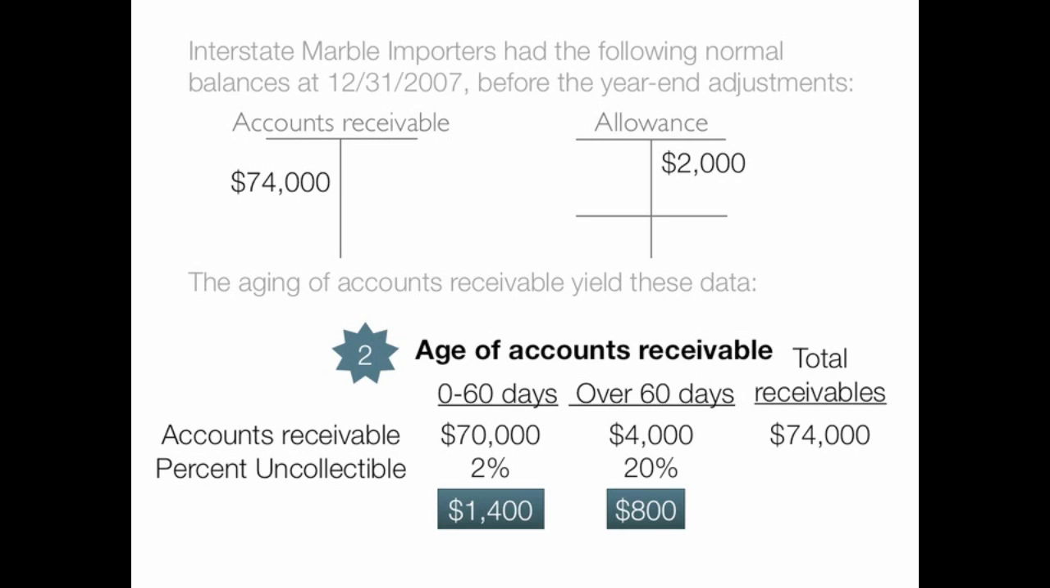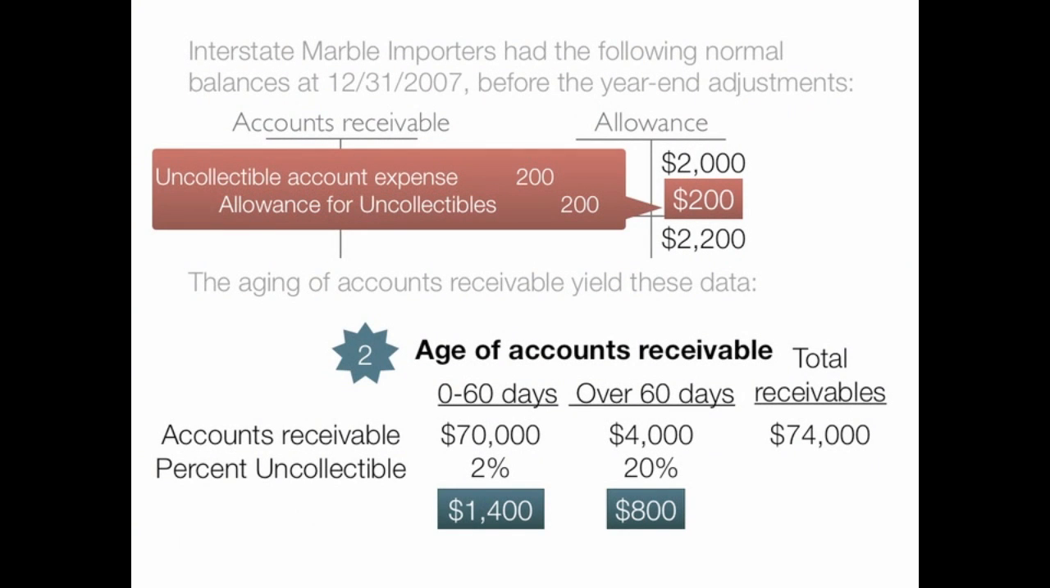Now, one thing different from the percent of sales method and the aging of account receivable method, recall, percent of sales added to the balance in our allowance account. The aging of accounts receivable method gives us a new balance in our allowance account. So we have to adjust to that new balance. So the entry that we make will get us to this number, this $2,200, which is an adjustment, a credit of $200. So to journalize this, we would debit our uncollectible account expense for $200, and we credit our allowance for uncollectibles for $200.